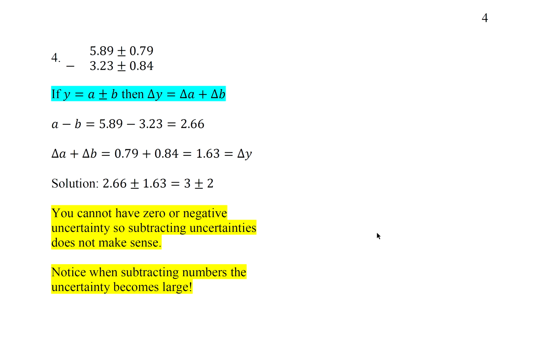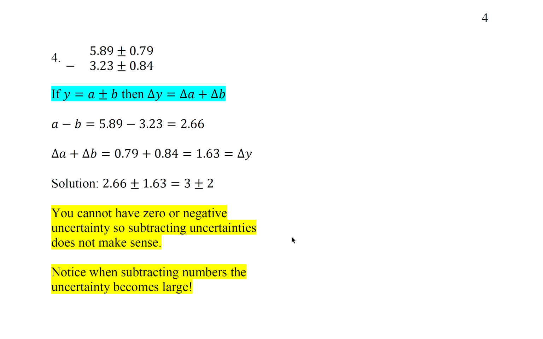Question 4, we are subtracting uncertainties, but notice we're using the same equation. So we're going to subtract 5.89 minus 3.23, and then we're going to add the uncertainties. So our solution is going to be 3 plus or minus 2. You could see it says here you cannot have 0 or negative uncertainty. So subtracting uncertainties does not make sense.